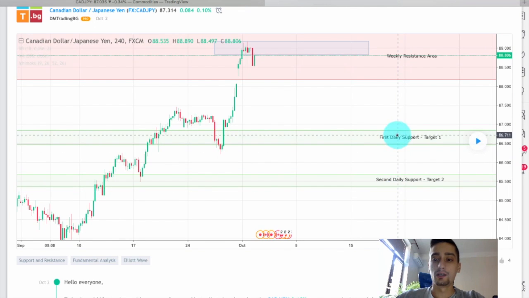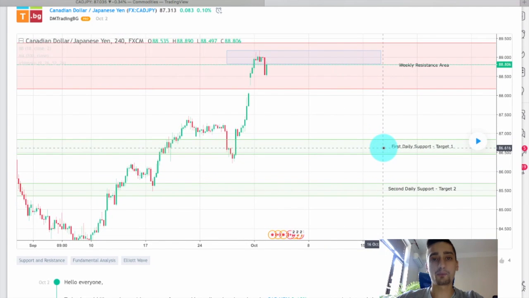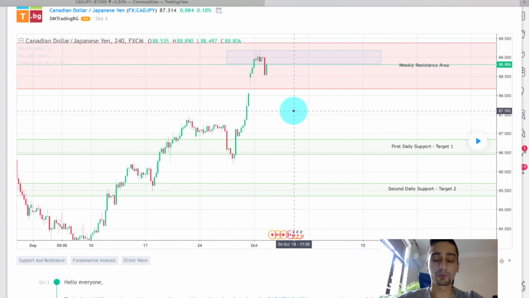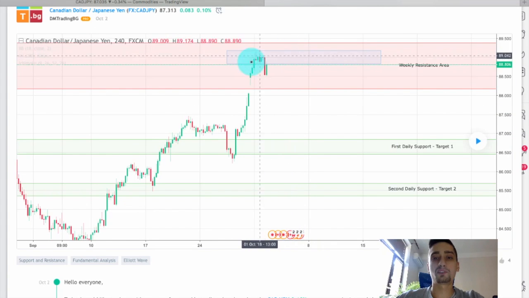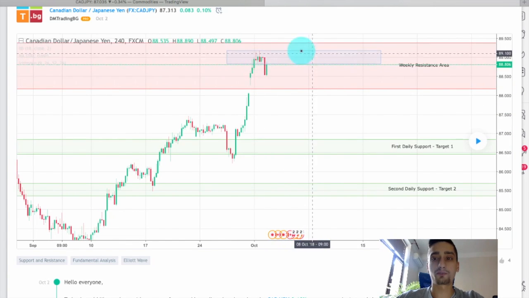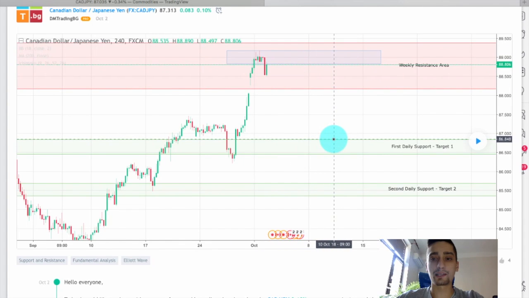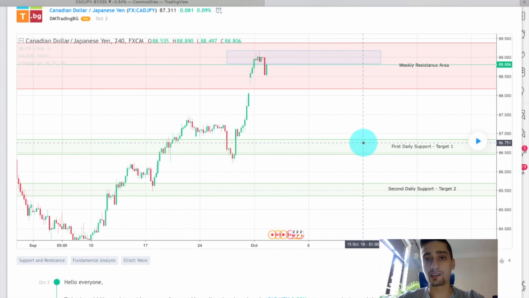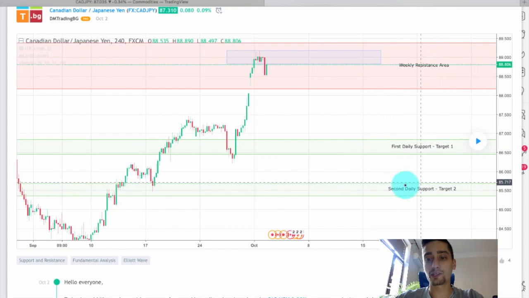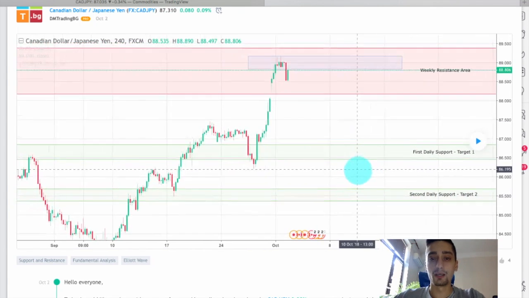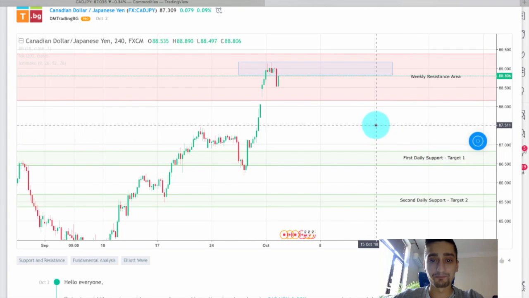As you can see, I had defined two target levels, and those target levels are daily support levels. So the daily support levels tend to stop H4 trends. So if we saw an H4 downtrend from this weekly resistance area, my expectations were for the price to reach first this daily support area, then probably to have some sort of a consolidation or a correction from there, and a new wave down reaching to the second daily support. Now let's see what happened.